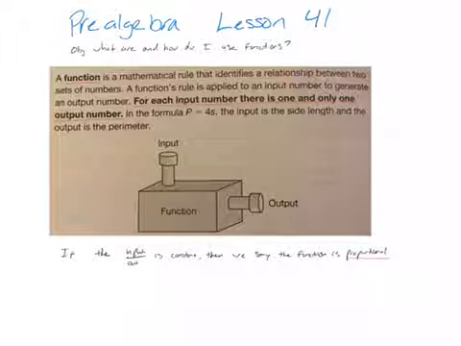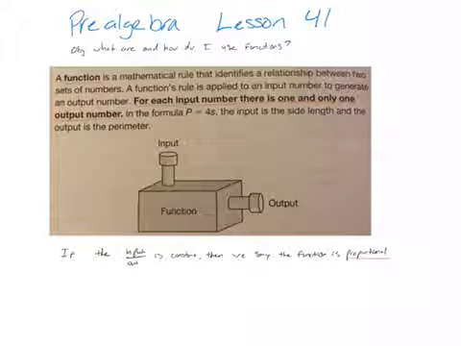For instance, cash registers are like a big function machine. You input the price of all the items. It calculates tax and discounts, coupons, etc., and then outputs the number that you have to pay. So it's like a function. But it's this part here that I underlined in red that is very important. For each input number, there is one and only one output number.